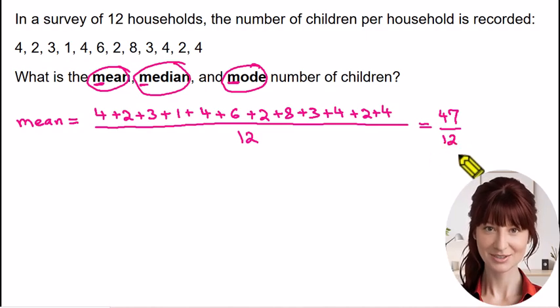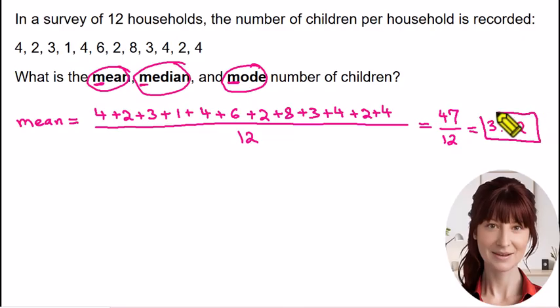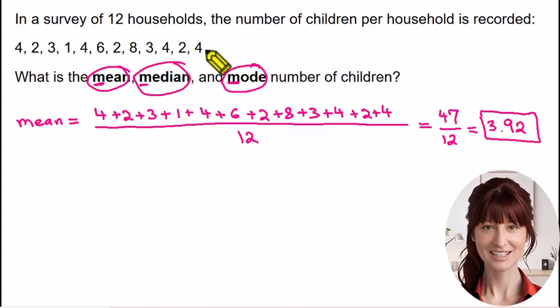If you want, you can use a calculator. And we're going to write the answer as a decimal. So 3.92. That is the mean. Now, to calculate the median, we need to first rearrange these numbers from least to greatest. So that's very important when calculating the median, because that's the middle part of the data set.